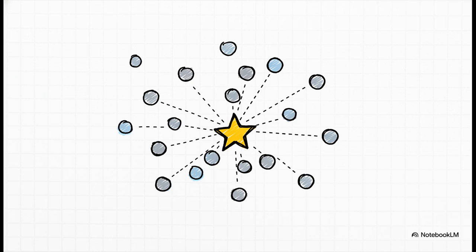So how does this thing actually work? Well, k-means is what's called a centroid-based algorithm. The main idea is that it tries to find the center of gravity for a handful of groups. And that letter K in the name, that's just you telling the algorithm exactly how many clusters, how many centers of gravity it should go look for.